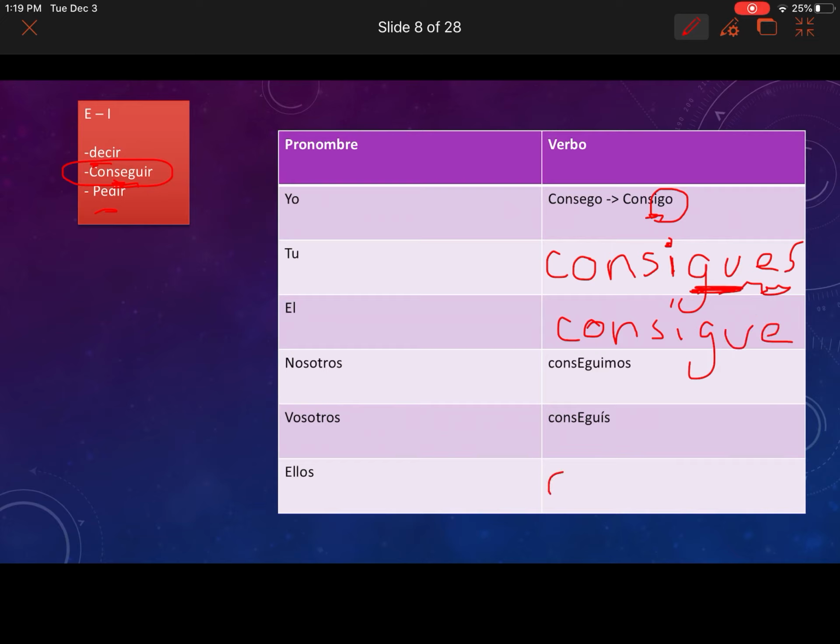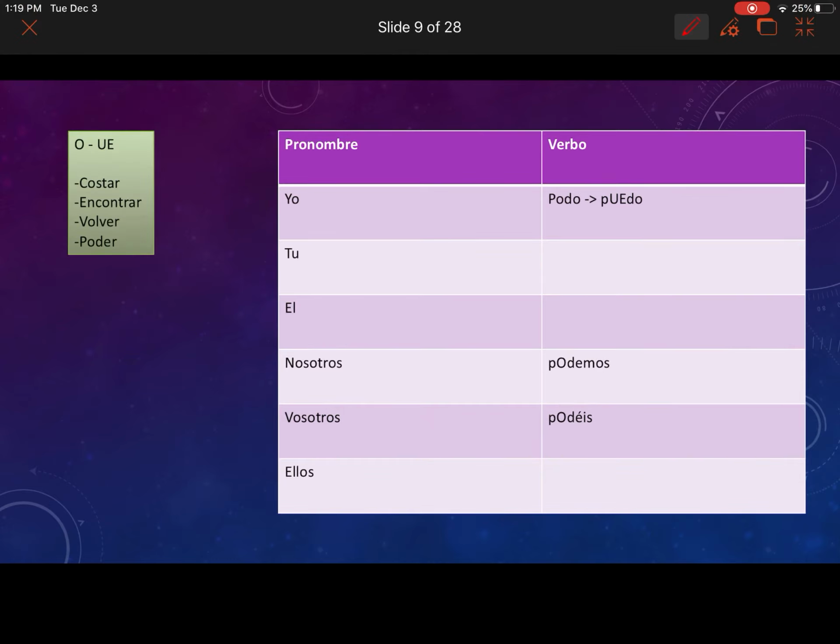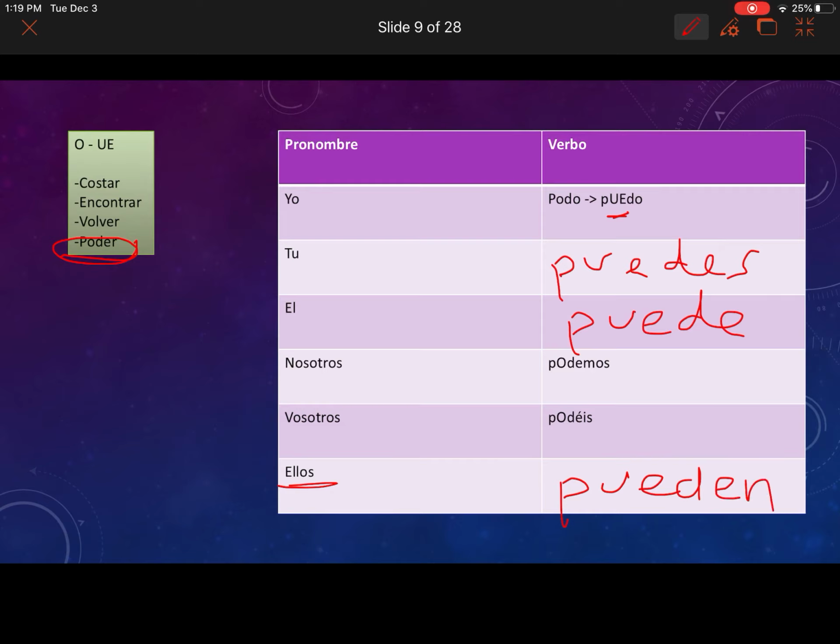And the ellos form won't be conseguen, it will be consiguen. But as we saw before, the nosotros and vosotros form does stay the same, so they will use an E instead of an I. But the rest will do the stem change. Now we have the O to UE. And this is exactly the same thing. We have the verb poder, for example, and it won't be yo podo, it will be yo puedo, tú puedes, él puede, ellos pueden, and then the nosotros and vosotros form will stay exactly the same.